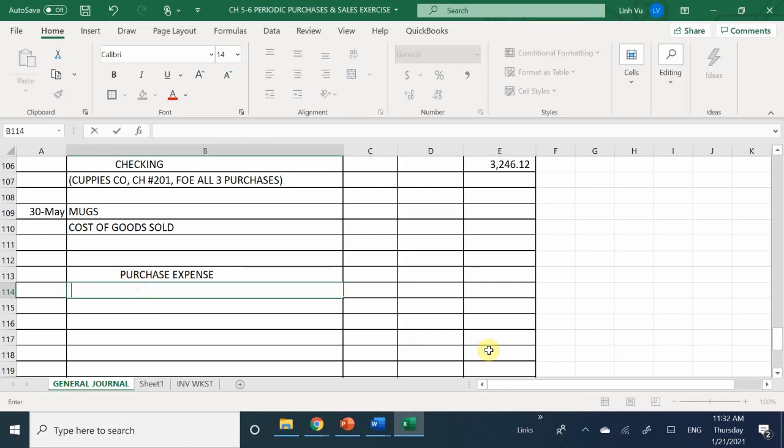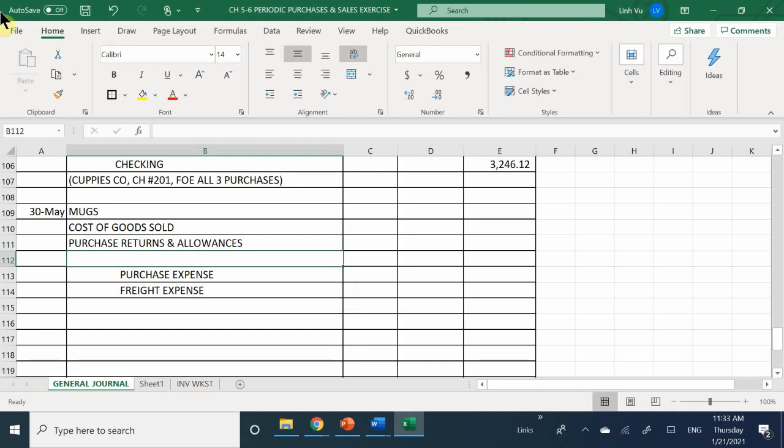Freight expense. You're going to be recognizing freight expense, but these are all going to be credits because we're essentially zeroing them out. Okay. Freight expense. Say that again? Return and allowances. Yes, we have to recognize our purchase returns and allowances.